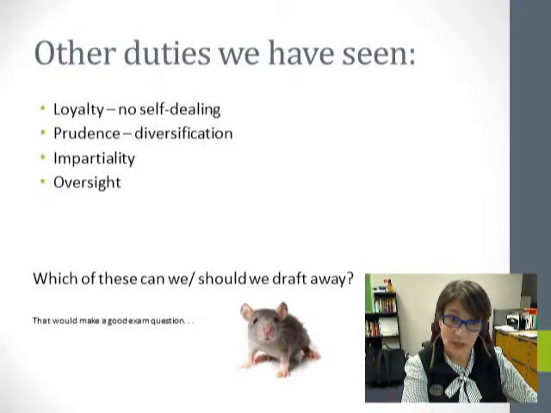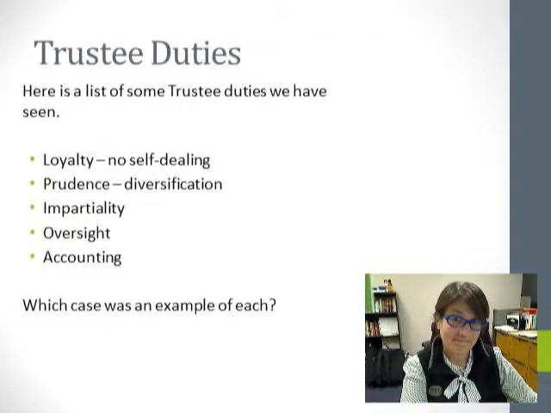We've seen other duties. Duty of loyalty, prudent investing, impartiality, oversight. Which ones of these can you draft away, and which ones should you be able to draft away? And which case was an example of each one?